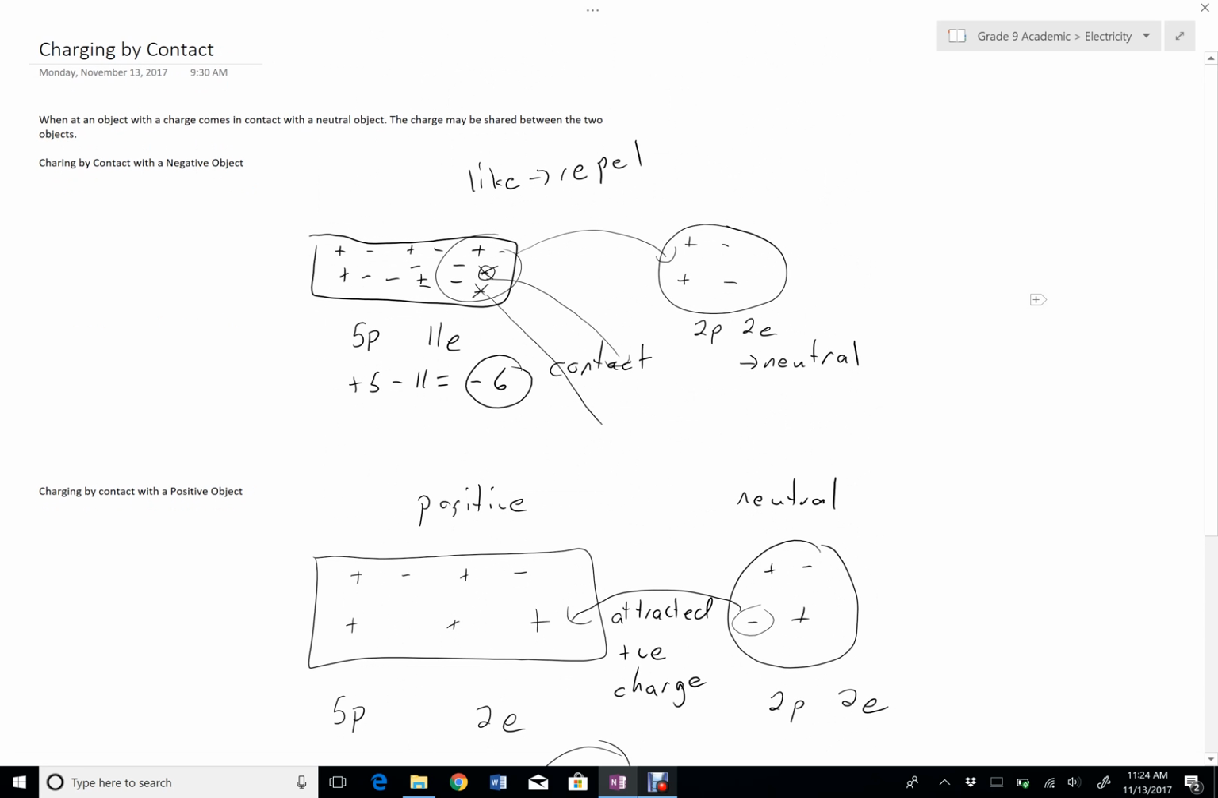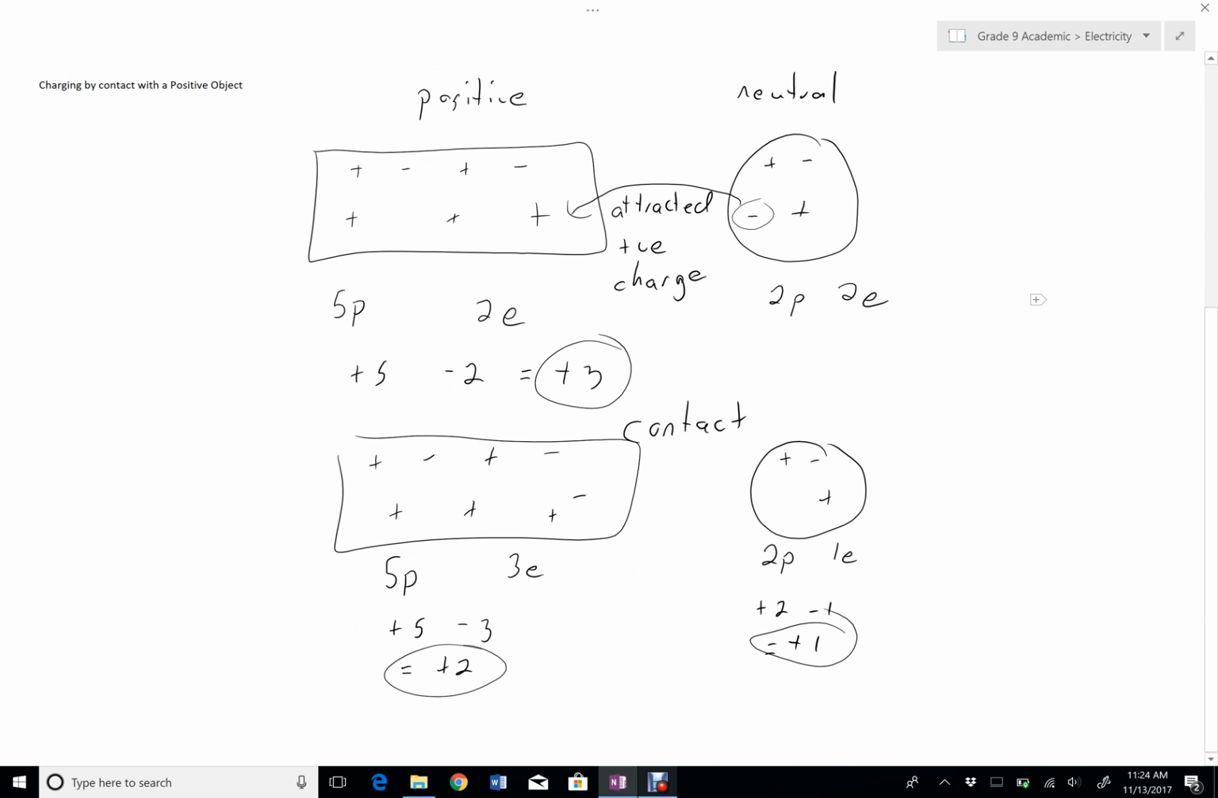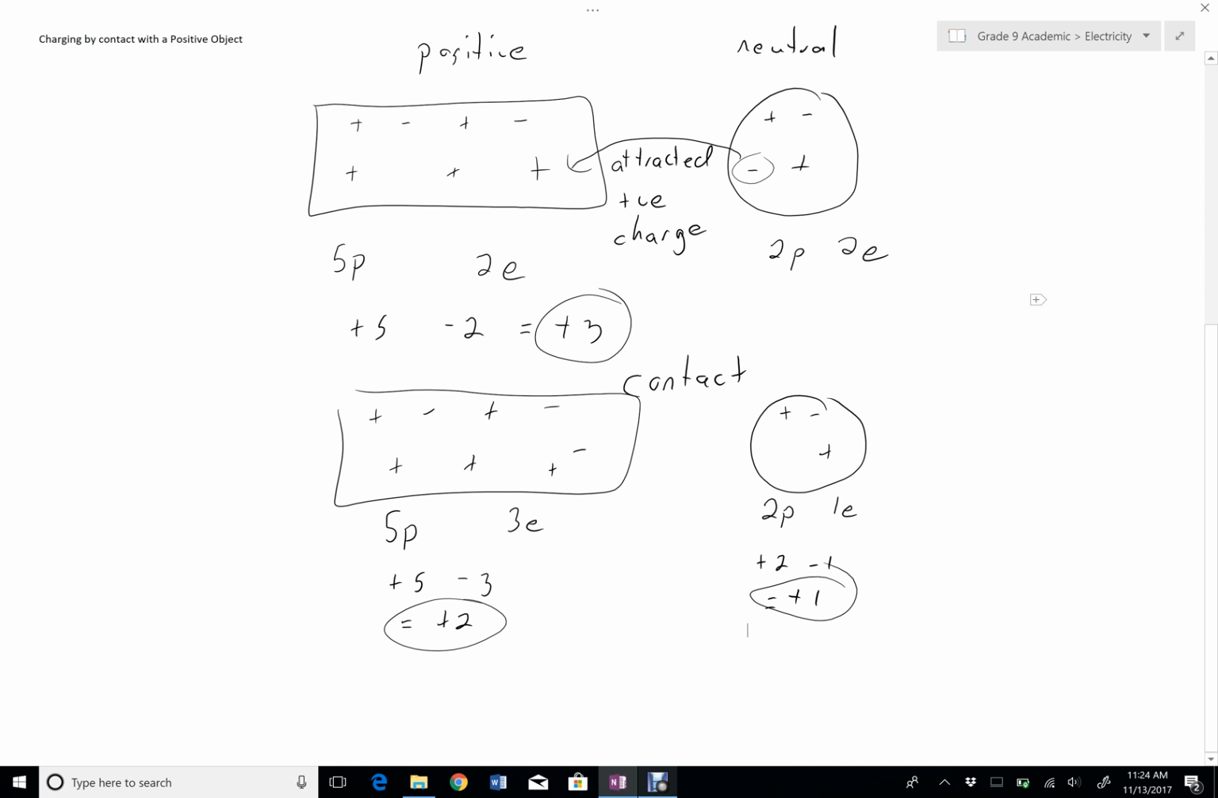So, charging by contact, we share charge. If it's excess negatives, then what is sort of simple happens, where the extra electrons jump over to the neutral object. But if it's positive, because it can't share, those protons can't move, what actually happens is a negative charge from the neutral object actually moves to the positive object, leaving them both positive.